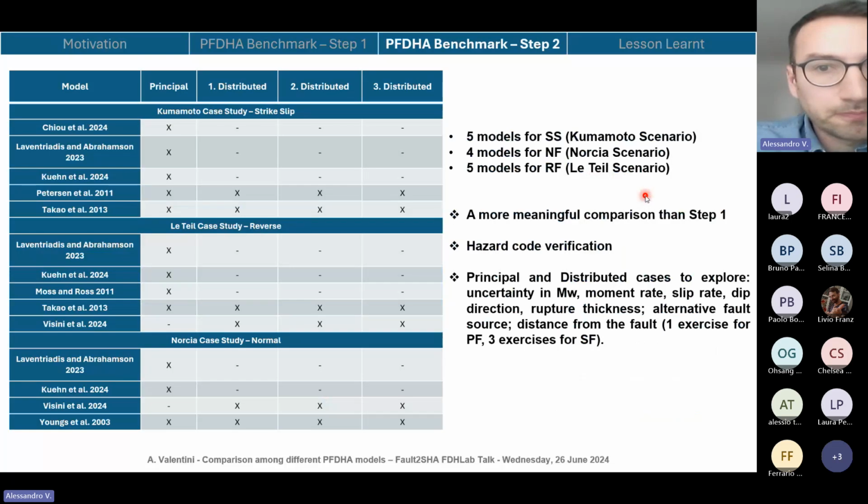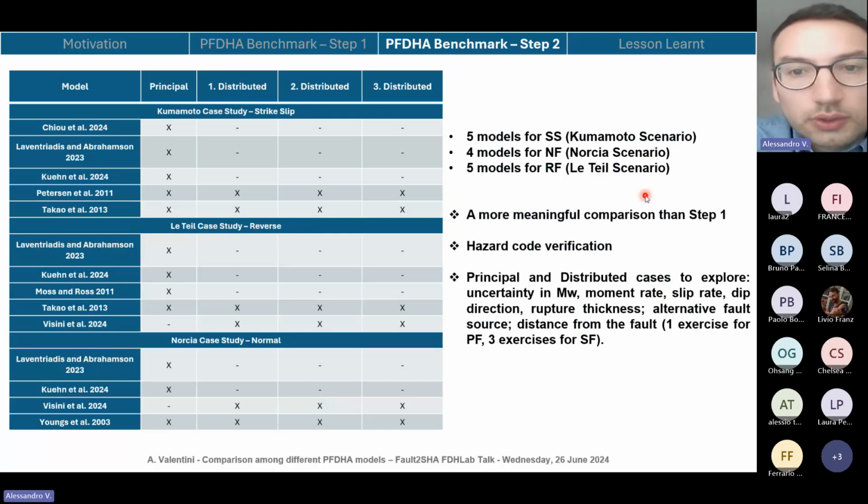In the second step, we could compare 5 models for the strike slip environment, 4 for the normal faulting, and 5 for the reverse faulting environment. This allows us to do a more meaningful comparison than step 1, because we could split the comparison among the models for strike slip, for reverse, and for normal.